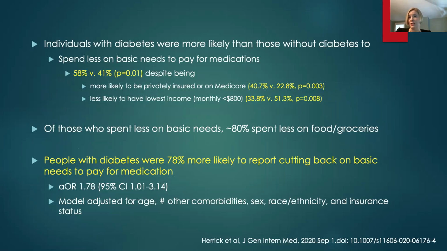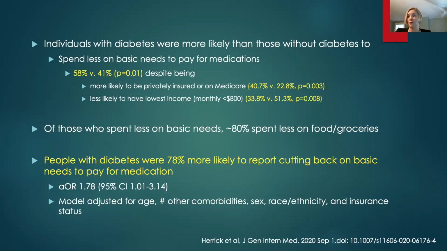Of those who spent less on basic needs, both among those with diabetes and without diabetes, 80% reported spending less on food and groceries, which is problematic, particularly with patients with diabetes, since so much of the management is nutritional. And if people are spending less on food and groceries in order to pay for medications, they may not be able to eat the healthy foods that could actually reduce their medication expenditures. When explored in an adjusted model, people with diabetes were, again, 78% more likely to report cutting back on basic needs to pay for medications.